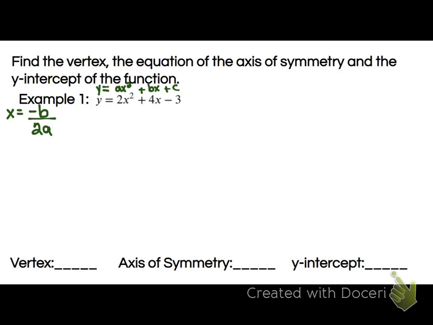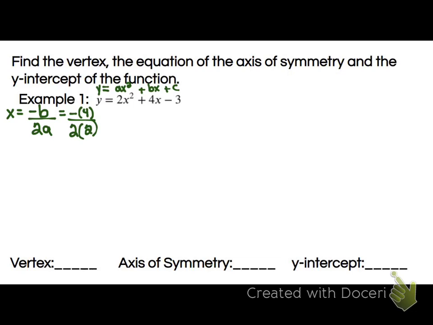So what do I substitute in for b? What number represents b? Positive 4. Okay, so remember, when I substitute, I put parentheses around it. So I have negative, parentheses, 4, in parentheses, divided by 2, and what do I substitute for a? 2. Any questions where I got these numbers?